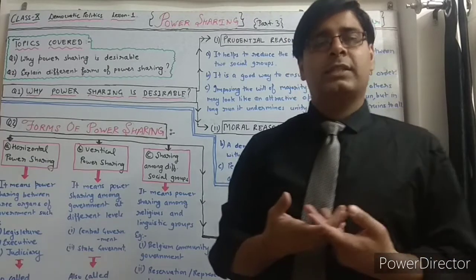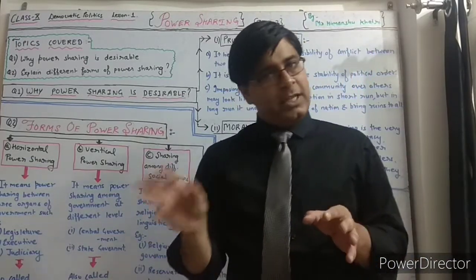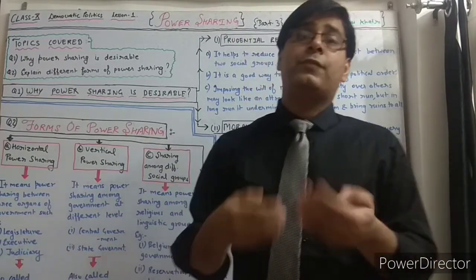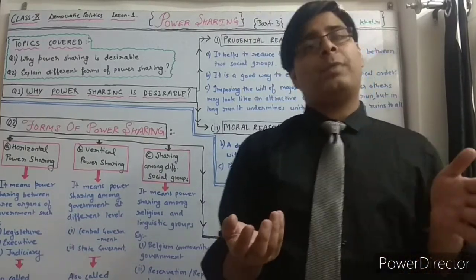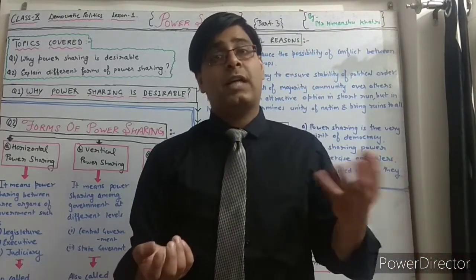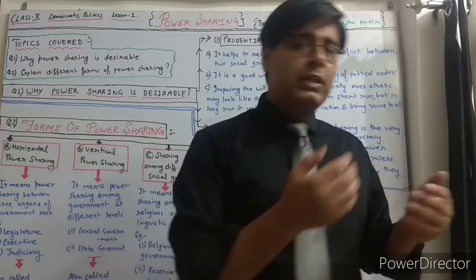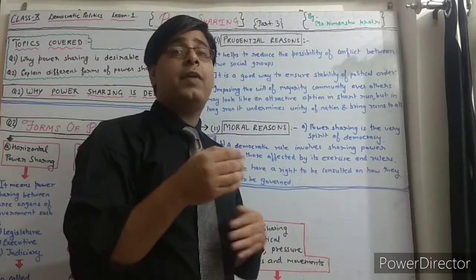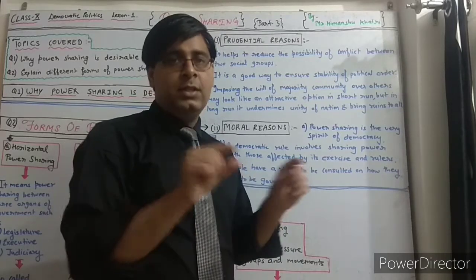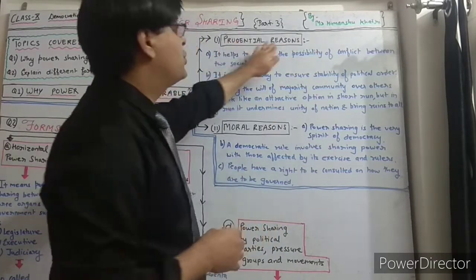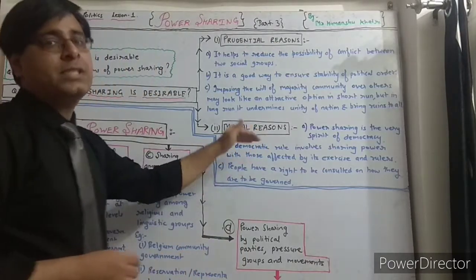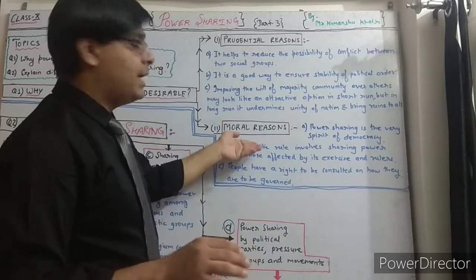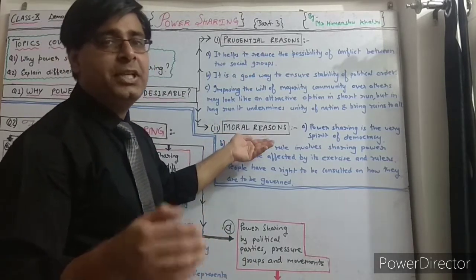Why is power sharing desirable? So from the example of Belgium and Sri Lanka, we have understood that power sharing brings fruitful results, and not doing power sharing, the example of Sri Lanka, brings disastrous results. Okay, now we'll put it in terms. So in the answer, they have divided the answer into 2 main sub clauses. First is prudential reason, second is moral reason. Means there are some prudential reasons. I'll tell you the meaning of prudential, okay? And there are some moral reasons why we need to share the power.